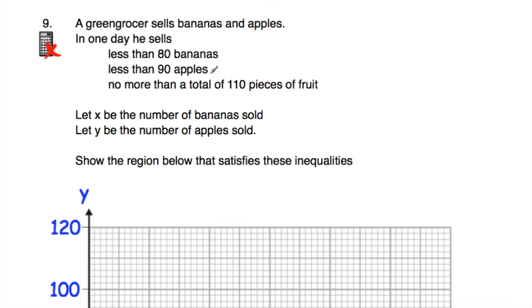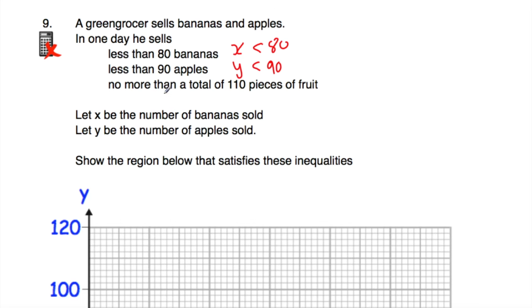Okay, so let's write the inequalities down. X is the number of bananas sold, and we're told that in that day he sells less than 80 bananas. So that means that X is going to be less than 80. And then we're told that the number of apples sold is less than 90. So Y, which is the number of apples sold, is less than 90.